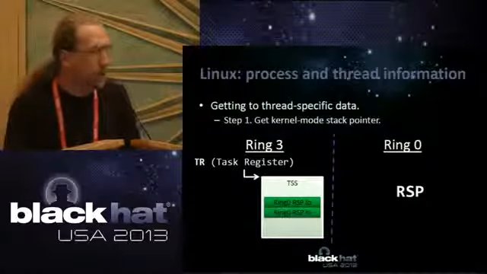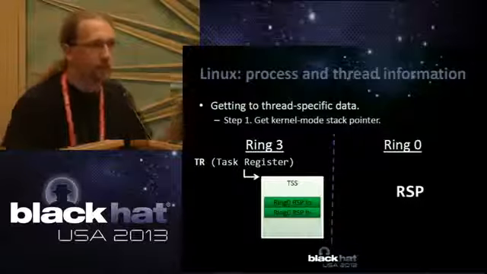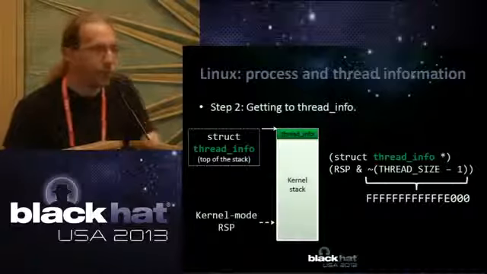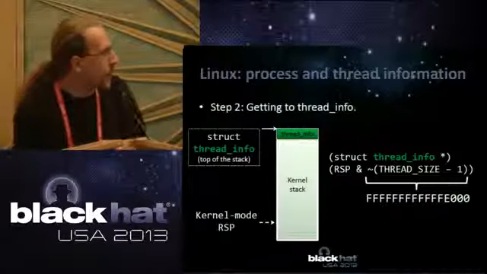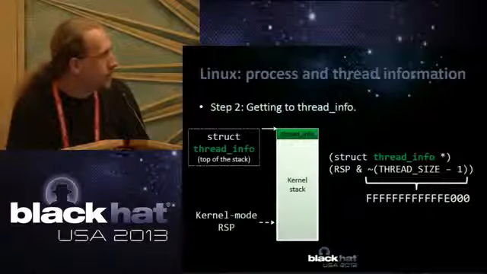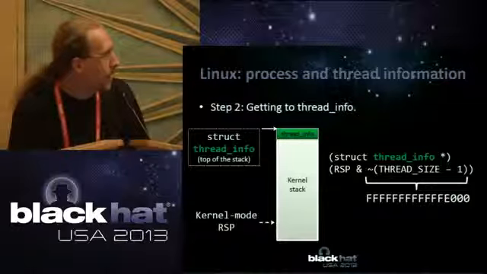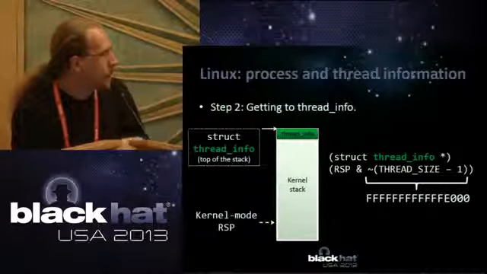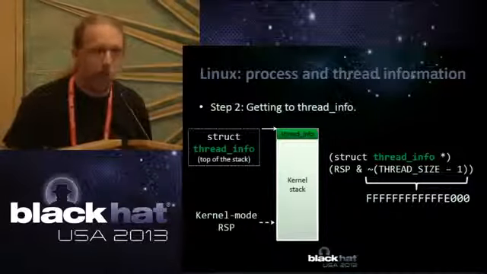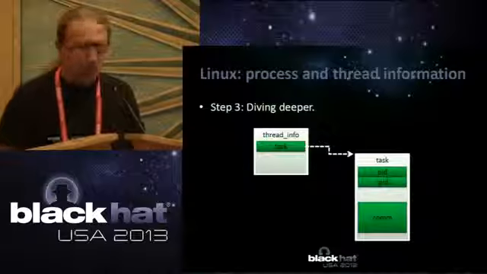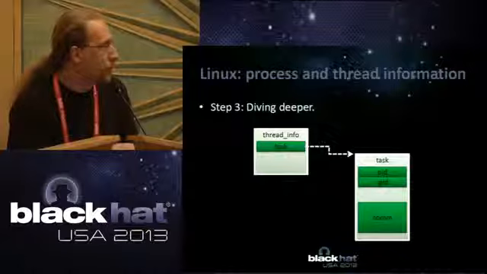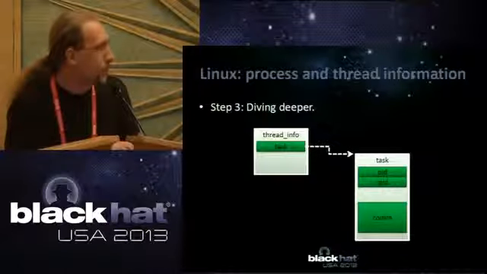However, if you are in ring 0, this is trivial because you already have the stack pointer in the stack pointer register, obviously. Once you have this, Linux is quite interesting. You have the kernel stack for the given thread, and the stack pointer points somewhere here, right? You mask out the lower bits, and you get the address of the beginning of the stack. At the beginning of the stack, there is a thread_info structure, which contains pointers to information we need. If we dive deeper, we read a task pointer from that structure, and we have the task structure. We read the PID.